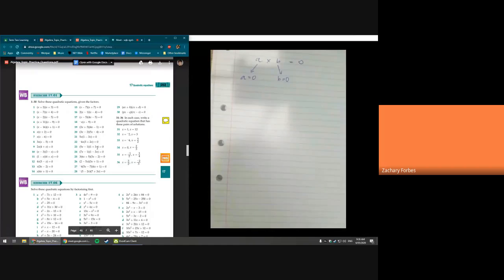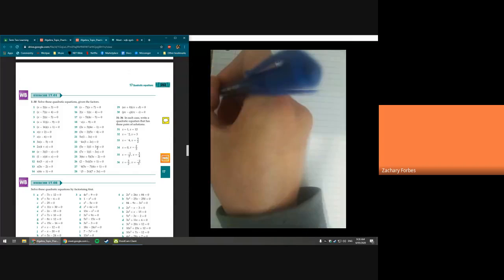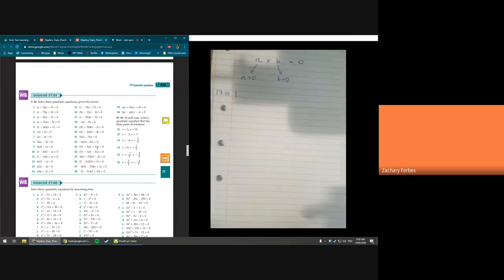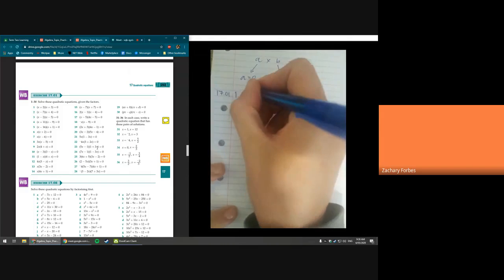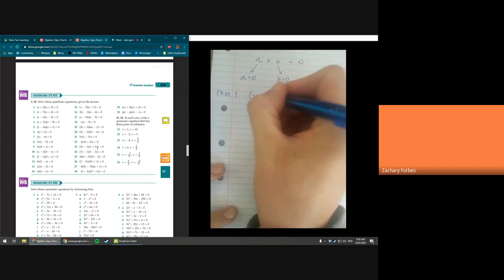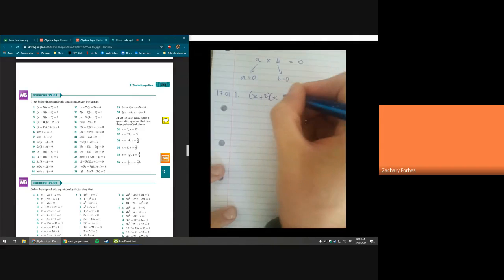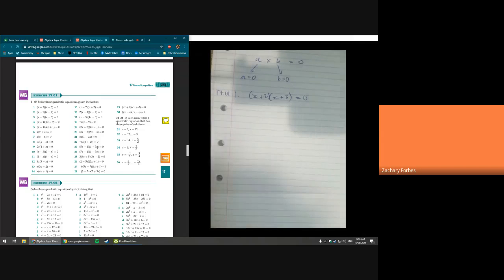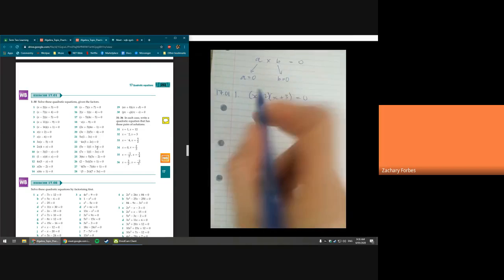So we'll start with number 1 in exercise 17.01. And it says that x plus 2 multiplied by x plus 3 equals 0. So we're going to use that concept that we looked at, and we're going to split it off because either of these two brackets could be equal to 0.